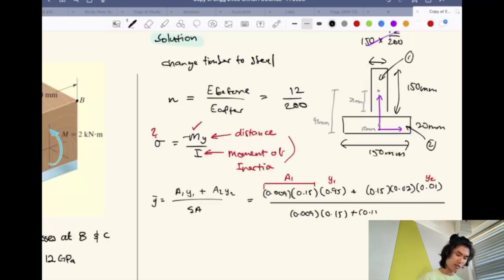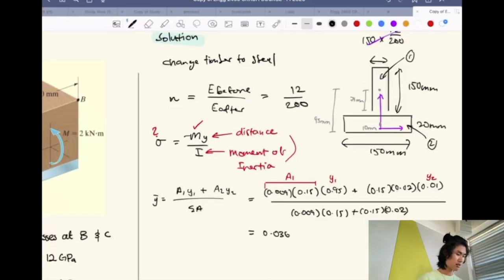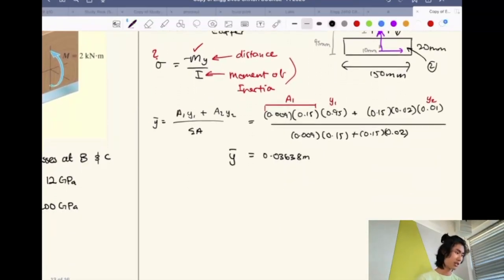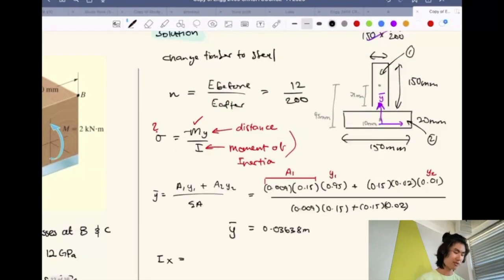Should end up with something that looks like 0.0363638 meters. And that's your y bar. So your y bar actually sits around 30 millimeters up, which is up here. That's your y bar. Okay, so that's using the centroid, and then from the centroid you find the moment of inertia, which you have to use the parallel axis theorem for both of those.